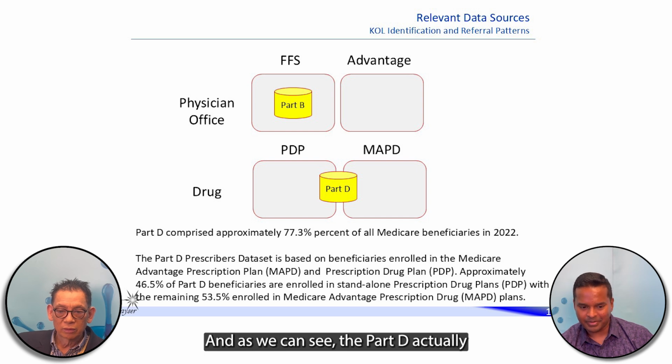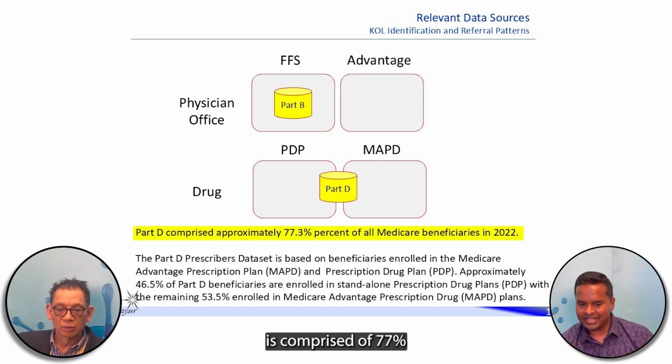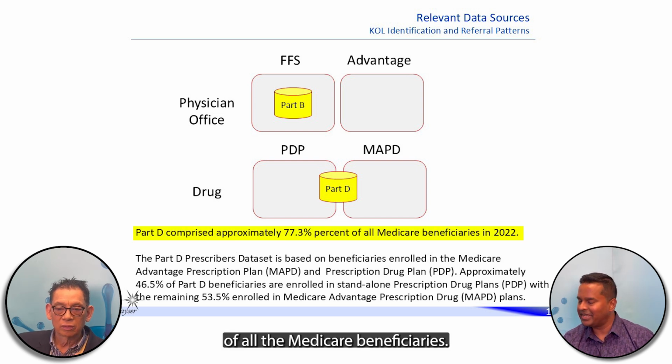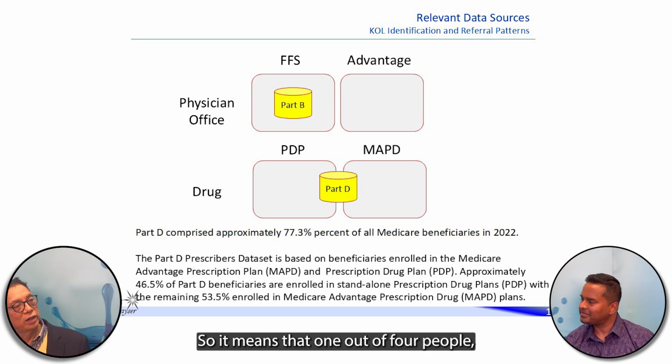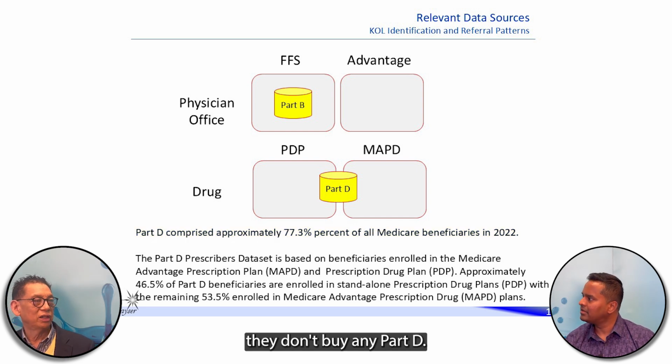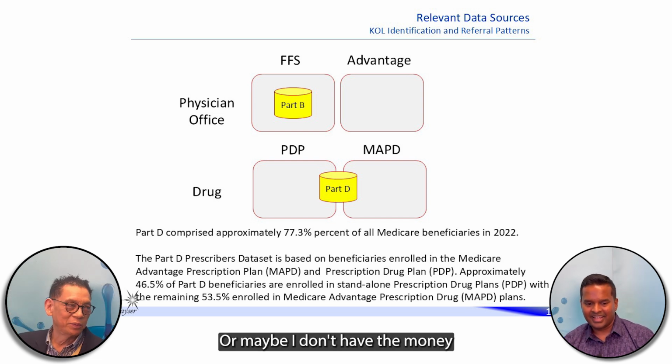As we can see, Part D is comprised of 77% of all the Medicare beneficiaries. It means that 1 in 4 people don't buy any Part D. They say, okay, forget about the drug, I'm healthy, I'm not going to use any drug. Or maybe I don't have the money to buy it.